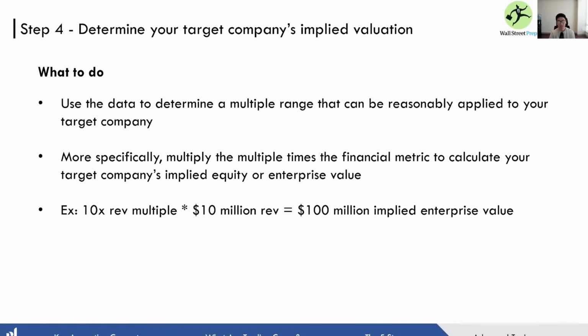So what we need to do here is to use the data to determine a multiple range that can be reasonably applied to your target company. More specifically, you get the multiple times the financial metric for whatever multiple it is to calculate your target company's implied equity or enterprise value. So for example, if we have a 10 times revenue multiple, and then we have $10 million in revenue for our target company, our implied enterprise value is $100 million.